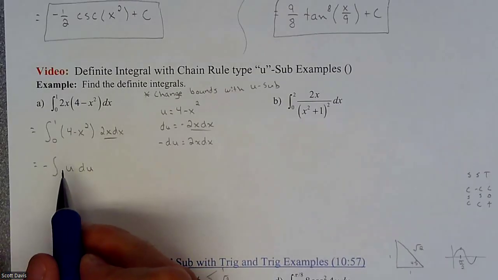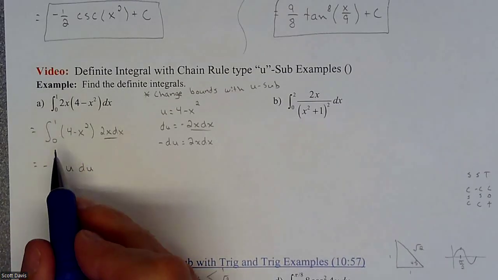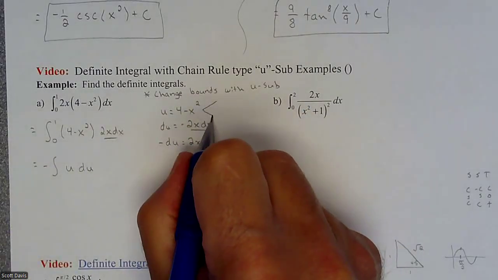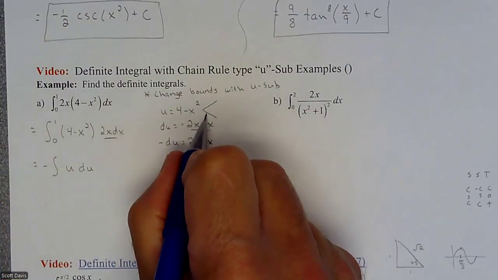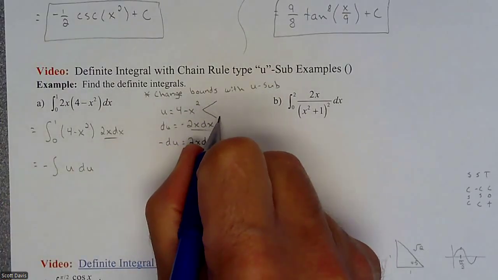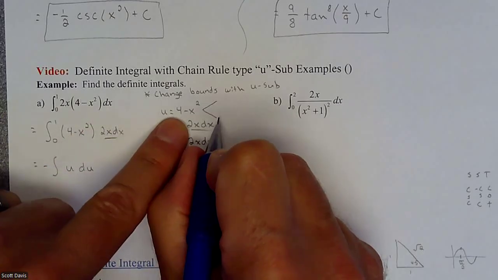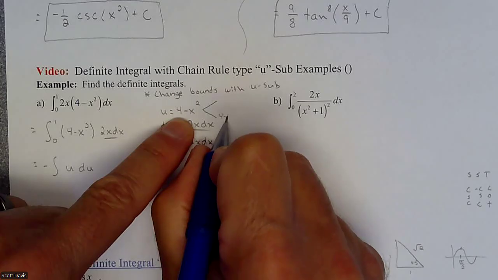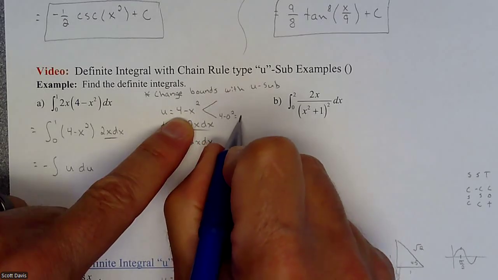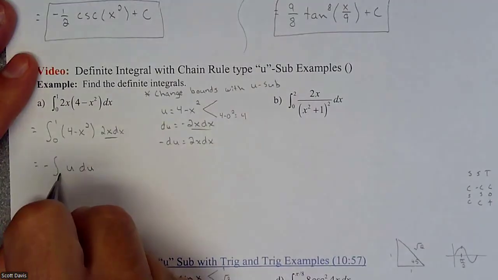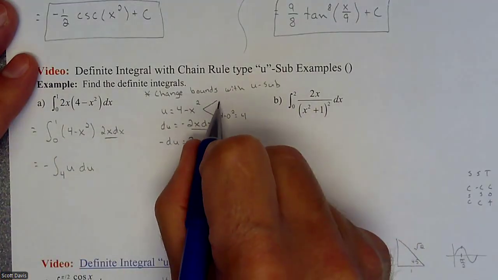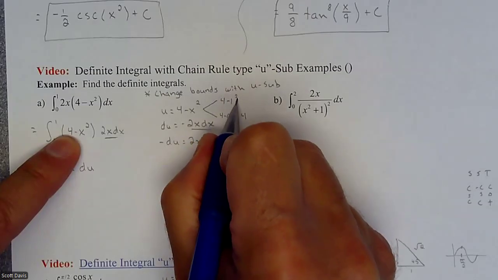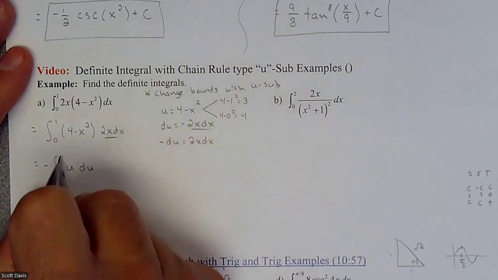So here's where you can decide if you don't want to come back to the original: if you're subbing out u, you can sub out your bounds as well. To do that, it's as simple as plugging 0 in. So it's 4 minus 0 squared, which is 4. And then I would plug 1 in and go 4 minus 1 squared, which is 3.